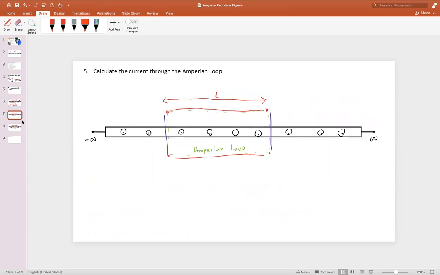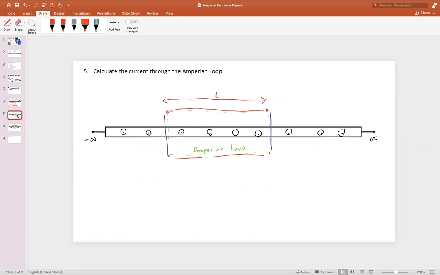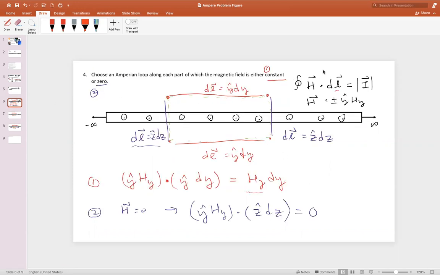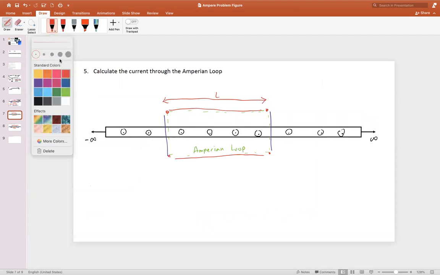In this video, we're going to calculate the current through the Amperian loop. And then we're also going to calculate the integral around the loop. And we're going to come up with a final expression for the magnetic field. So remember, we are going to try to calculate the current through this loop because we're trying to solve this equation where we have a left-hand side and the right-hand side. And on the right-hand side, we can see that the total current is on the right-hand side. And so that's what part 5 is going to be showing.